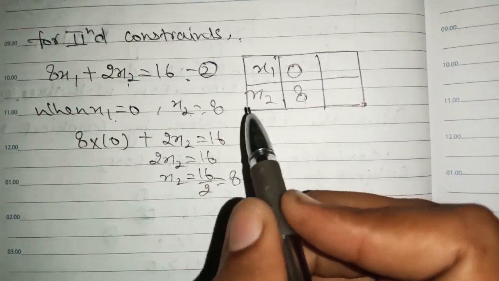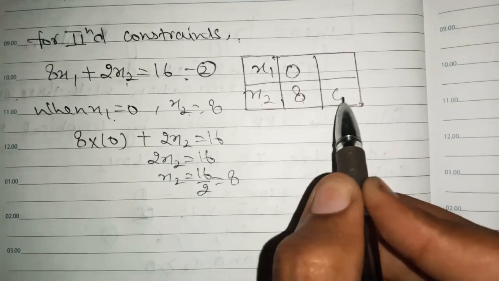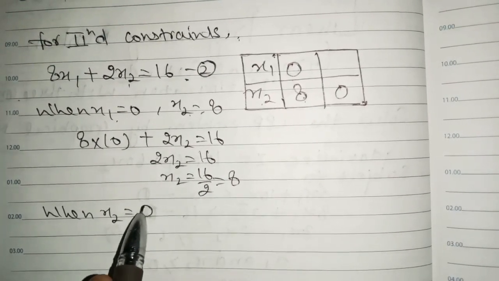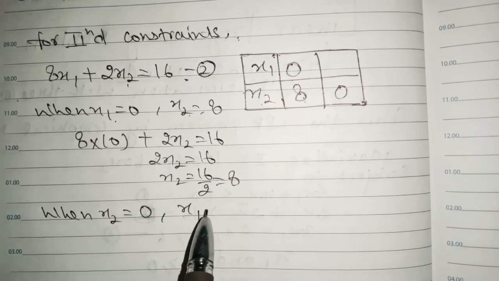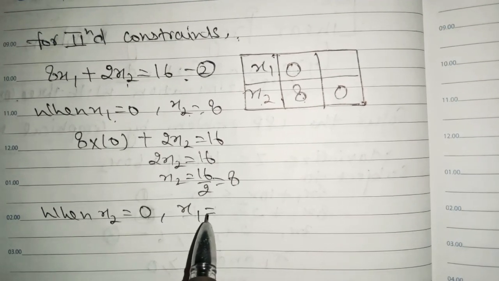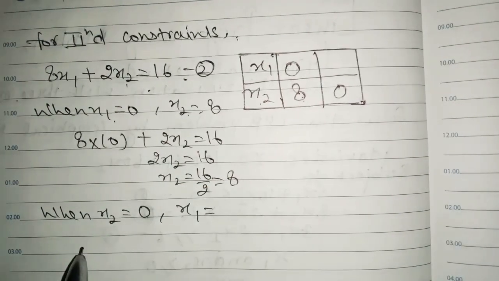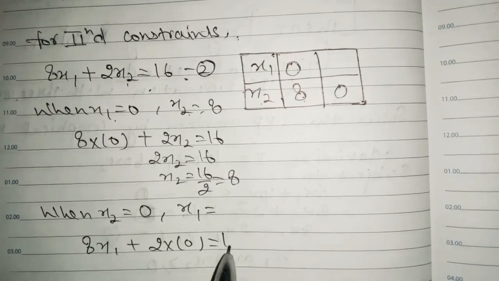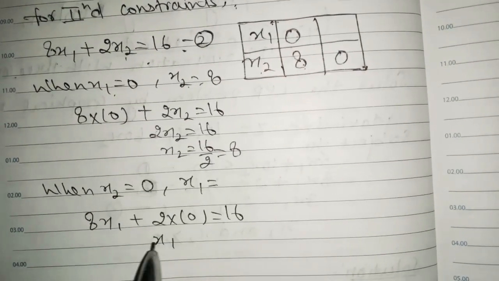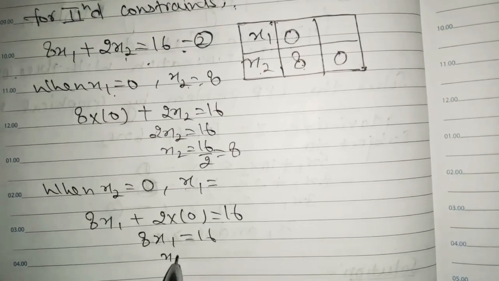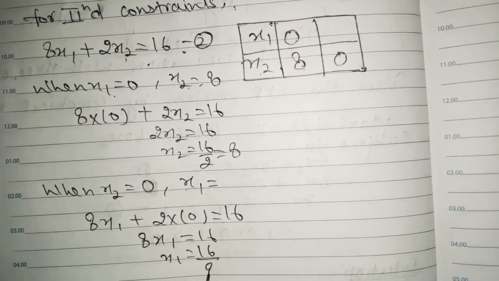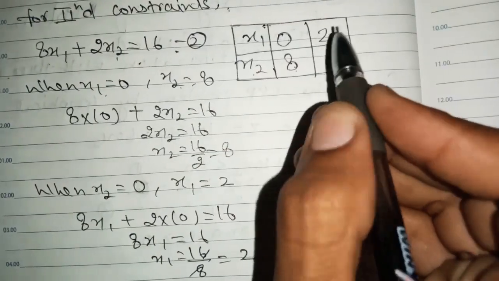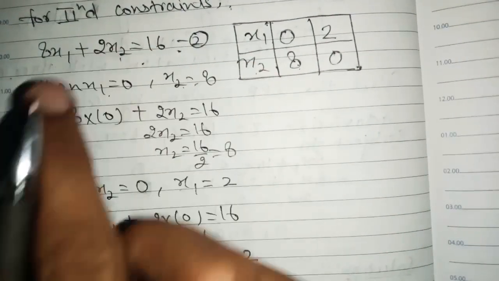And when x2 value is 0, what is the value of x1? Put the x2 value in the second equation. 8x1 plus 2 into 0 is equal to 16. 8x1 is equal to 16. x1 is equal to 16 upon 8 is equal to 2. So x1 value is 2. So these are our x1 and x2 values for the second constraint.